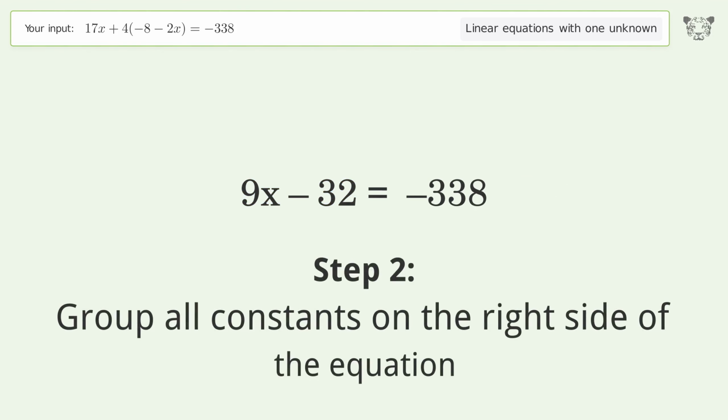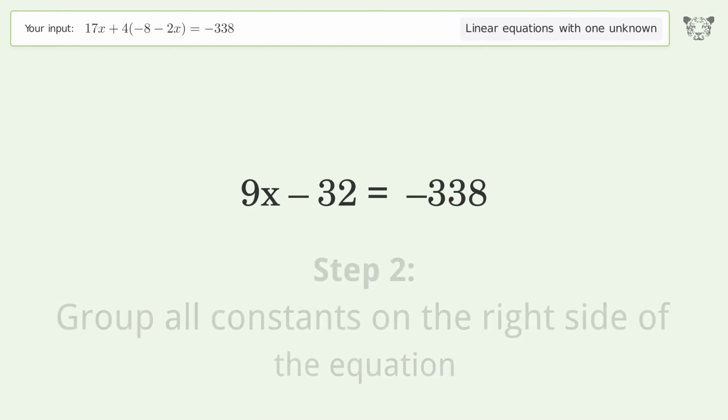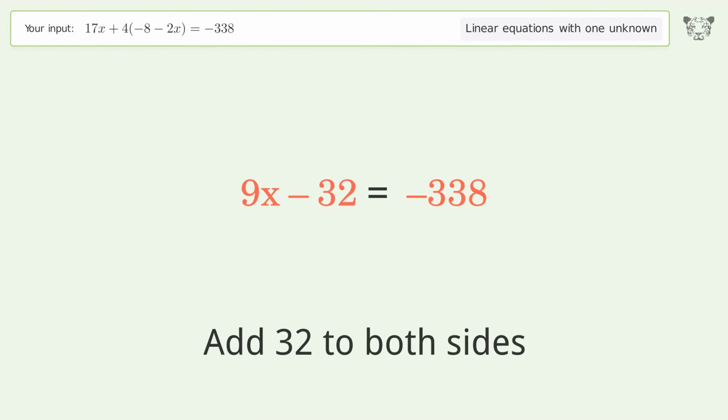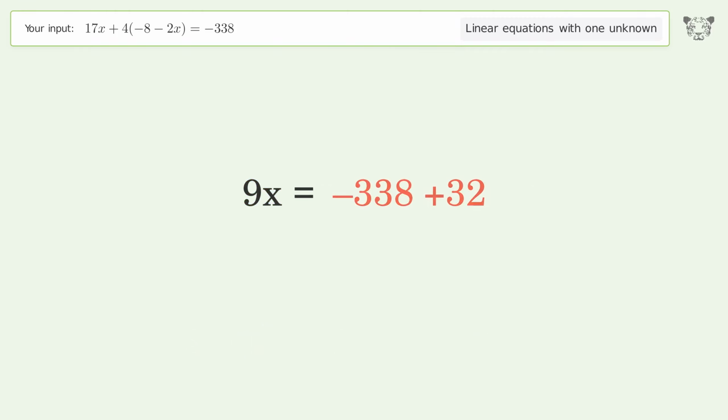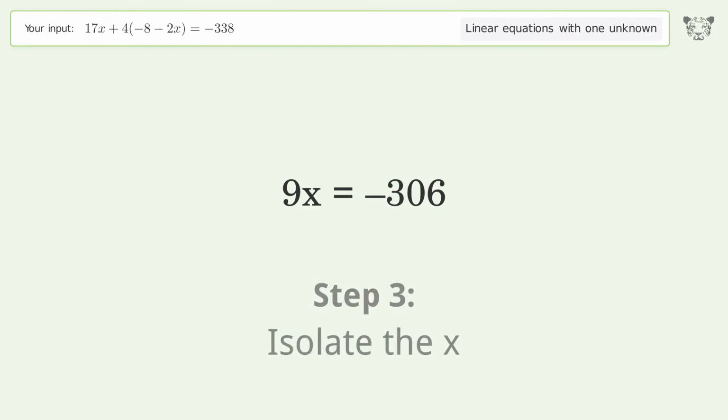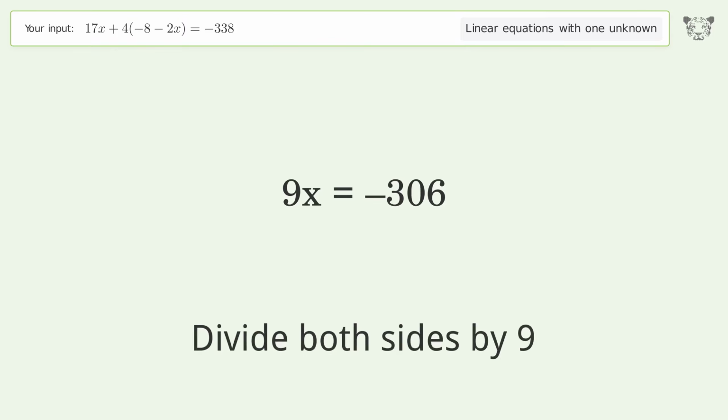Group all constants on the right side of the equation. Add 32 to both sides. Simplify the arithmetic. Isolate the x. Divide both sides by 9.